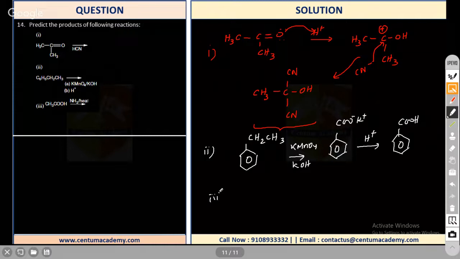Third reaction, CH3COOH, carboxylic acid. On reaction with NH3 and heat, H2O goes out and we get amide, CH3, C double bond O, NH2. Right, we'll get amide and H2O forms. These are the three reactions we have.